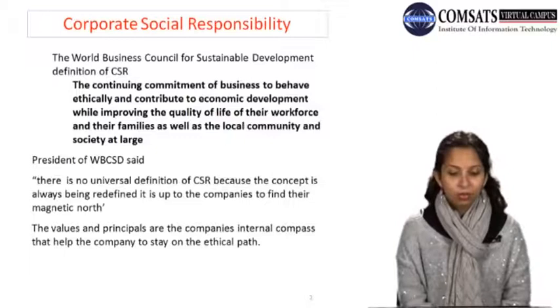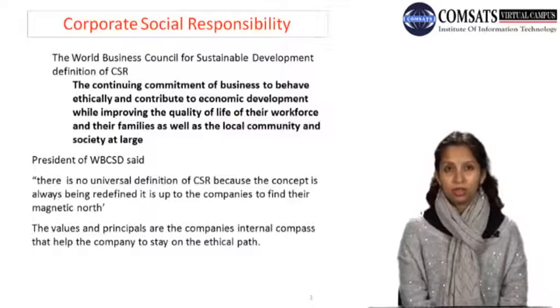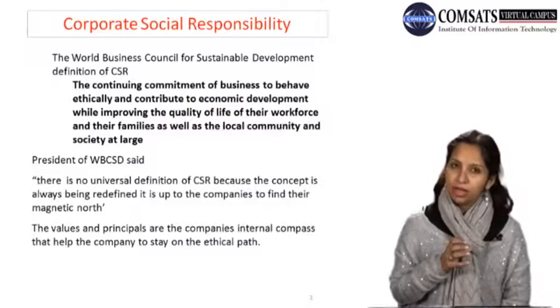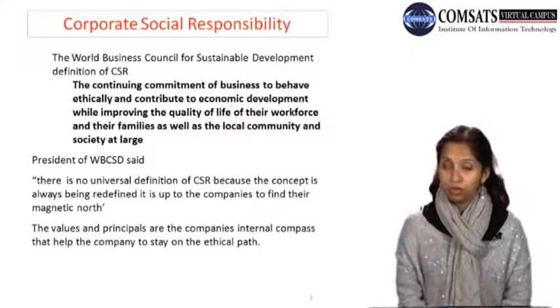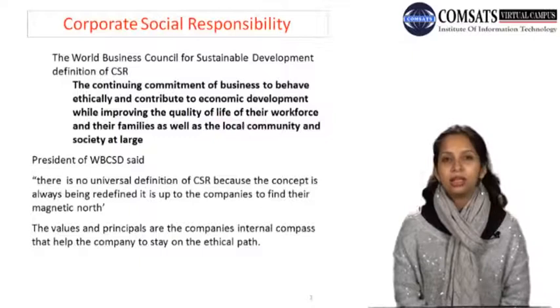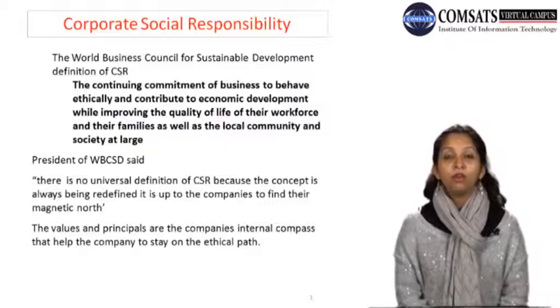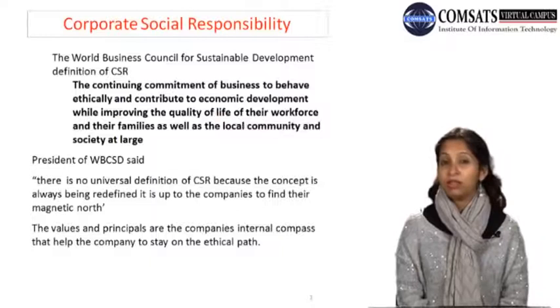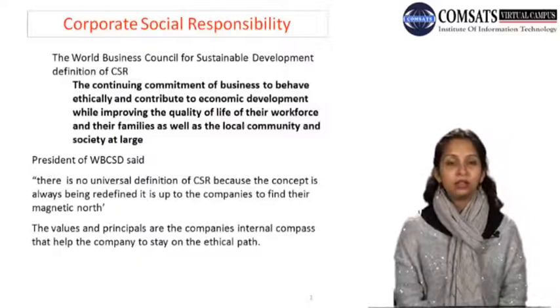The values and principles are the company's internal compasses that help the company to stay on the ethical path. That means the policies and values inside the company have to form a very strong system. We've already talked about values in the last lecture as well. For a company whose values are very strong, the probability that it will get involved in unethical or illegal activities is automatically reduced. On the other hand, if the value system of an organization is relatively weak, the probability of the company getting involved in illegal activities automatically increases.